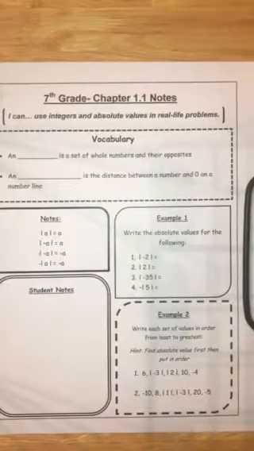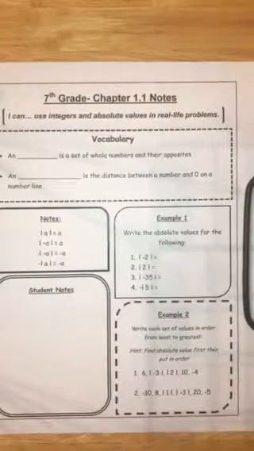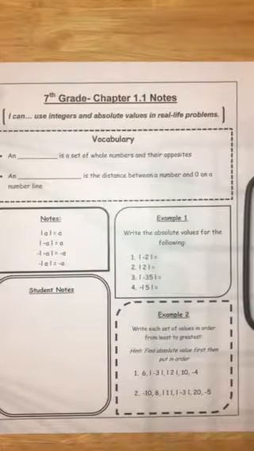Today we're going to get started. We're going to start always with our I can statements. The I can for today is that you will be able to use integers and absolute values in real life problems. First thing we're going to learn is integers and absolute values, what those two things mean in those vocabulary terms. You have your notes in front of you, so please follow along and fill out your notes as we go on.